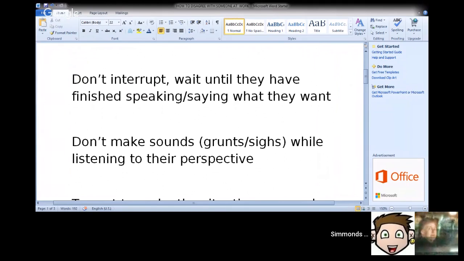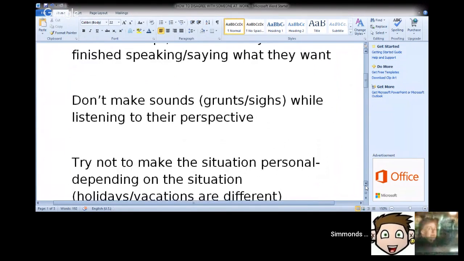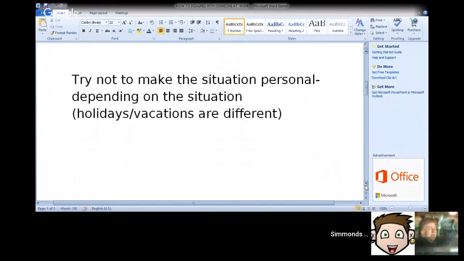Well, let me go down here to the next one. So now, Rafa, it is your turn. Okay. And you can read that. Try not to make the situation personal, depending on the situation. Holidays, vacations are different.